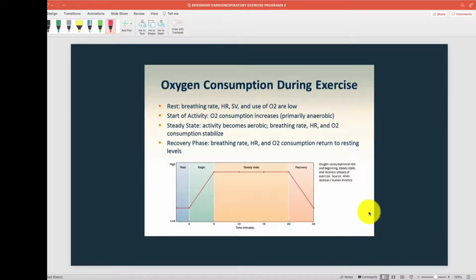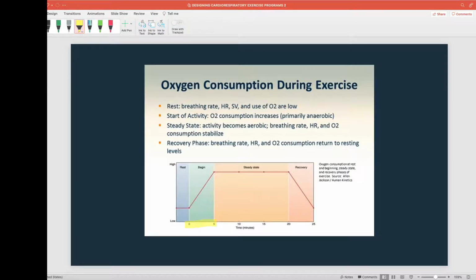Now, when we look at the 0 to 5 minute range here, let me just highlight that. You can see that there are some subtle changes, right? So think about a graded exercise test when you're on a VO2 max test, right? If there's a change in stimulus, there's going to be a change in oxygen consumption. There's going to be a change in heart rate. There's going to be a change in stroke volume because you're starting to exercise. And that's going to keep changing with increases in intensity.